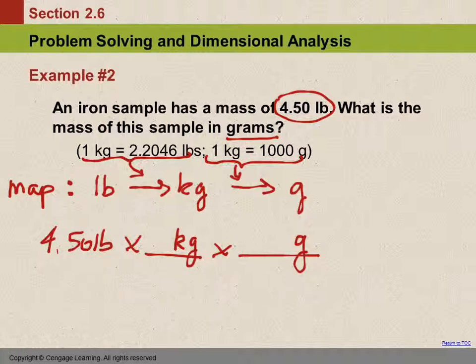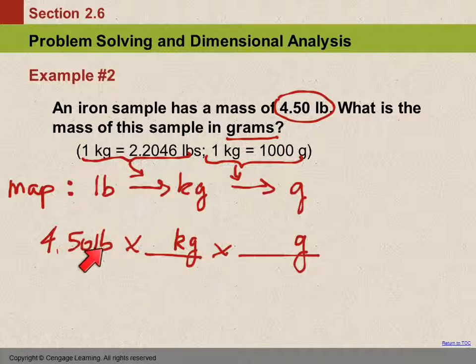Isn't that nice? We can do that, right? Once you get the map, remember the map tells you where to go when you don't know where to go. Once you get the map, the rest of it is just following a pattern. So for every arrow, you have a conversion factor, a fraction. These units are the ones that go on the top.